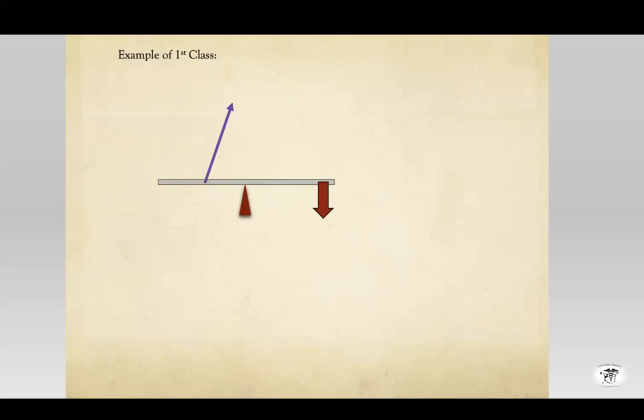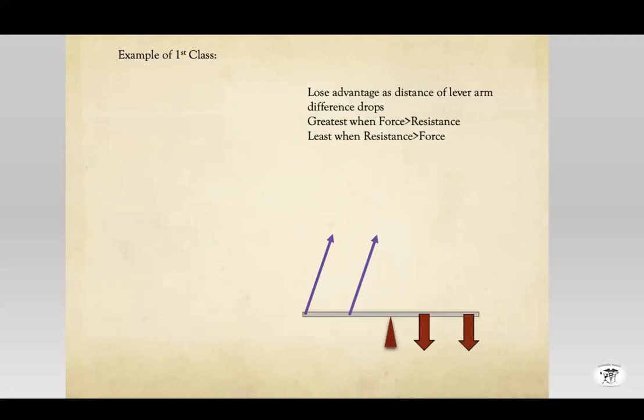I can see the same type of action in terms of the spinal erectors around the pelvis in terms of the ability to keep an erect posture. It's the same type of lever system. And so I lose advantage based off of where I have those lever arms relative to each other, where it's the greatest when I get the muscle force arm to be greater than the resistance arm, and it's the least when I get the resistance arm to be greater than the force arm.